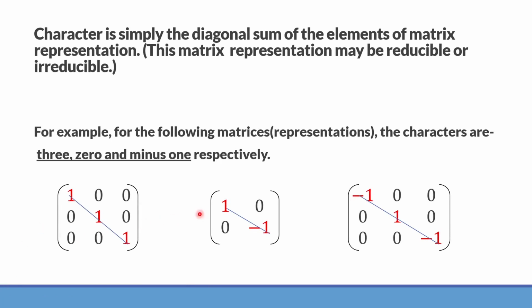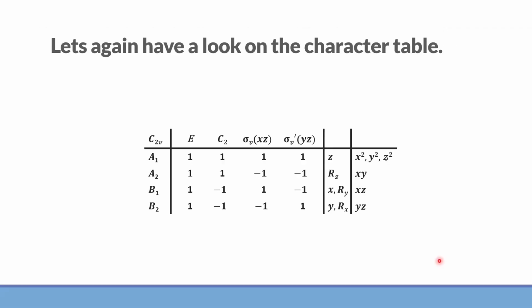If here these are three matrices, maybe they may be reducible or irreducible and so on. But if we just go for their diagonal sum, this has a diagonal sum of 3, this has a sum of 0, this has a sum of -1 plus 1, that is 0, and -1. So the characters are 3, 0 and -1 respectively in these situations. So we must clearly understand that a character is nothing but the sum of the diagonal elements of any reducible or irreducible representation.